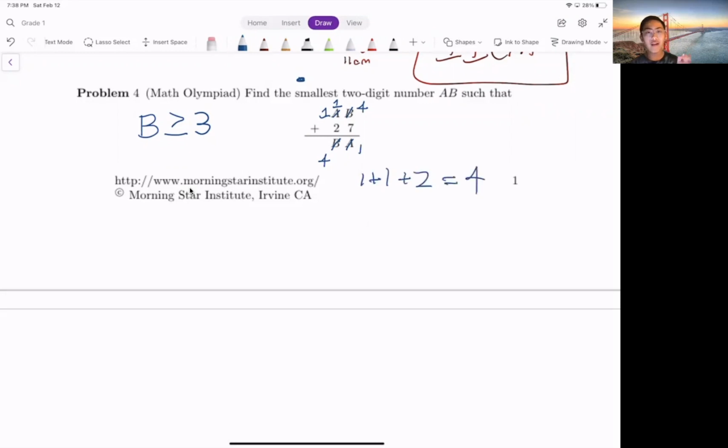And we have finally found our answer, because we can rewrite this equation as 14 plus 27 is 41, or 14 backwards. So therefore, find the smallest 2-digit number AB. The answer should just be 14.